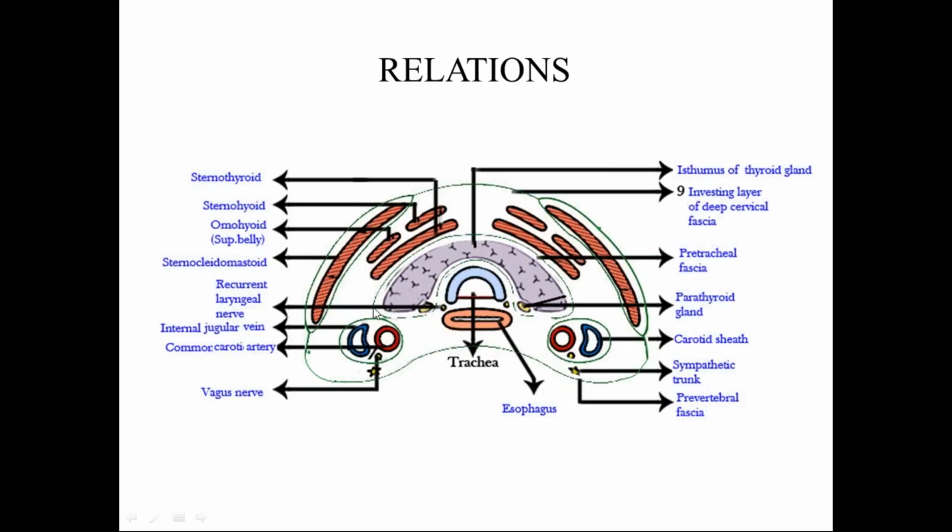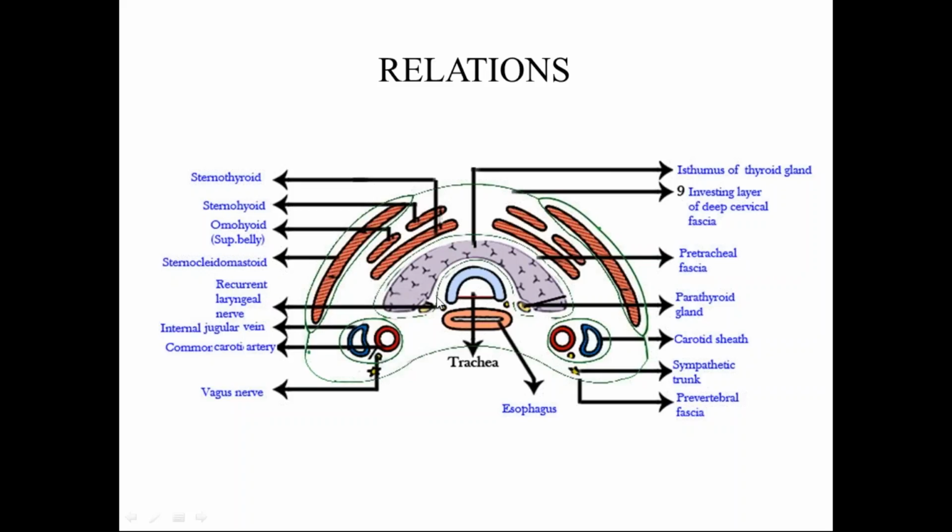Then we'll talk about relationships of the posterior surface. As you can see in the picture, the posterior surface is related to the carotid sheath and its contents. So what are the contents of the carotid sheath? The contents are the common carotid artery, internal jugular vein, and vagus nerve. So the relationships of the posterior surface are the carotid sheath and its contents.